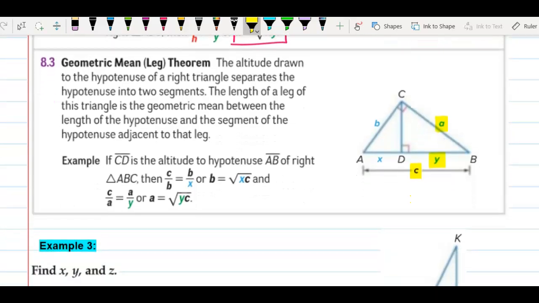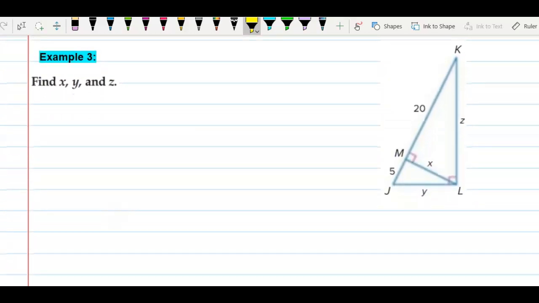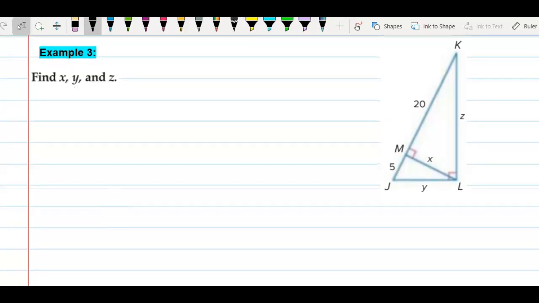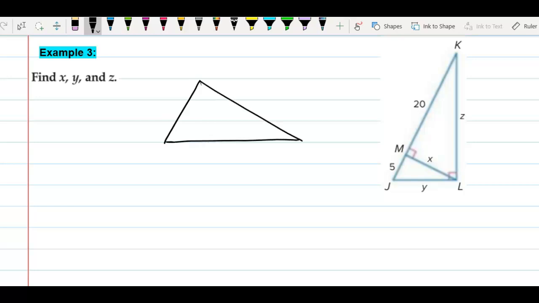Okay, so let's do an example. Hopefully this will click more as we do a problem. So I'm going to turn this so that the base is actually sitting nicely on the bottom. Oh, that was not a straight line. So we have J and L and K.